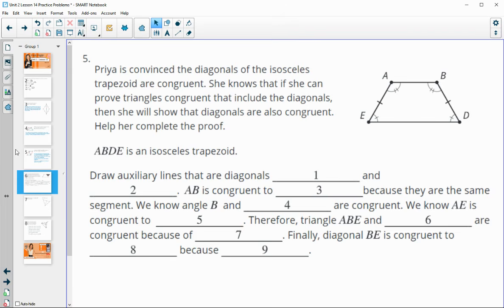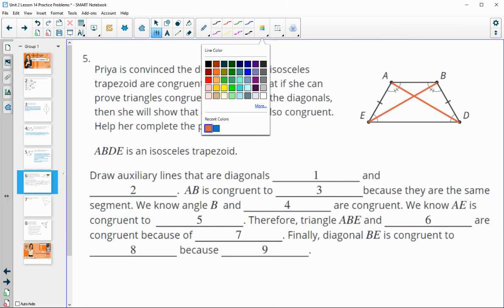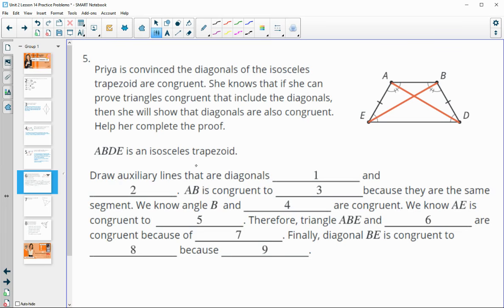All right, then number 5 says, Priya is convinced that the diagonals of an isosceles trapezoid are congruent. She knows that if she can prove triangles are congruent that include the diagonals, then she will show that the diagonals are also congruent. Help her complete this proof. So they want us to draw in auxiliary lines that are diagonals. So we will draw across here and across here. And then we'll just name those in our proof. So draw auxiliary lines that are diagonals, BE and AD.